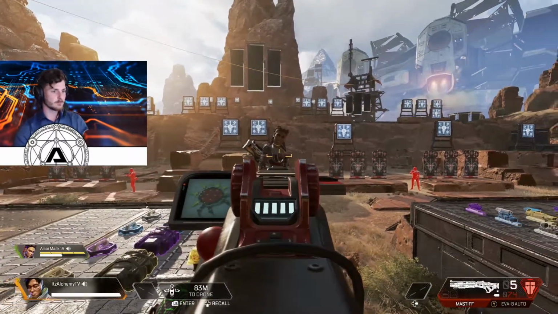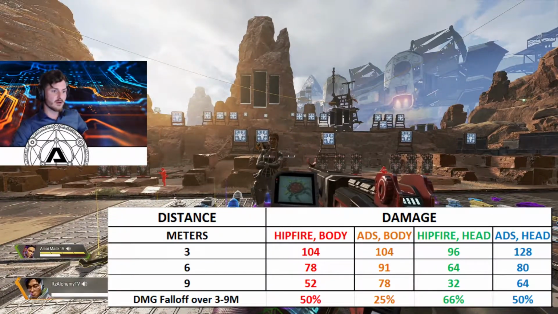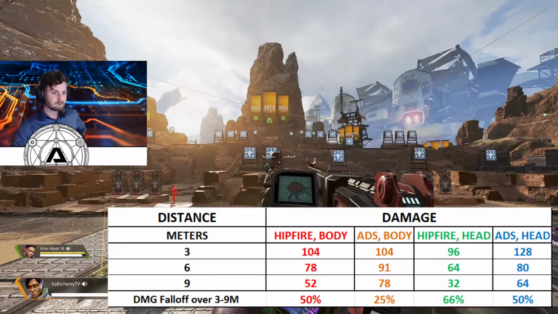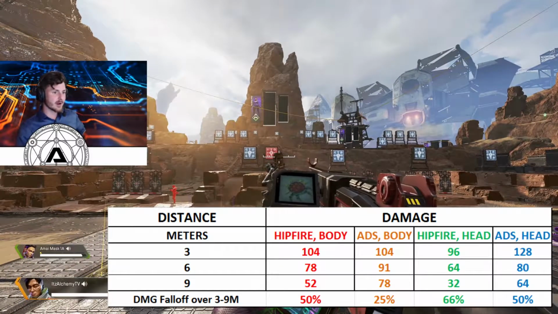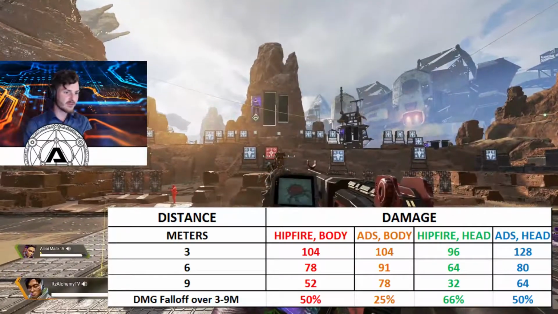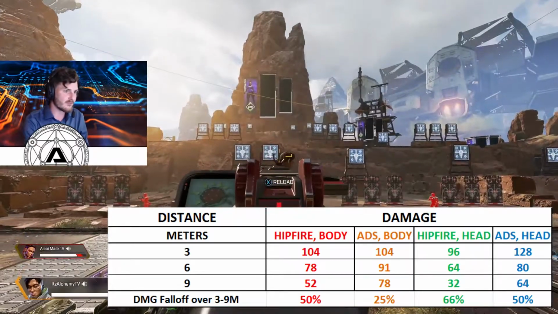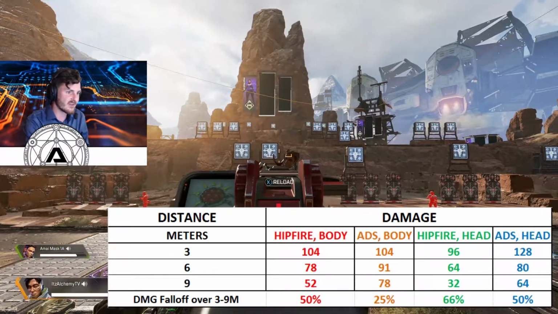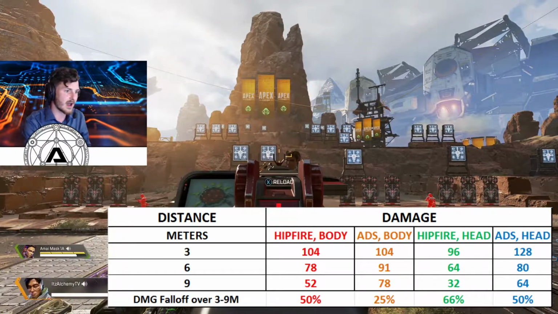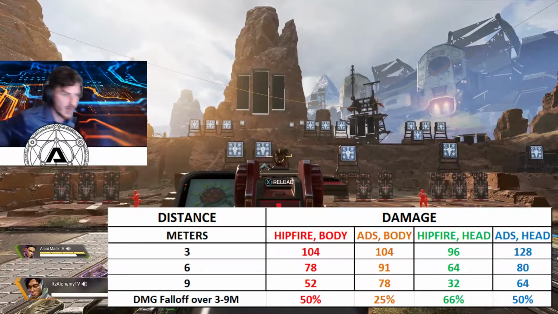Let's talk damage. That's what y'all want. Alright, so at 3 meters, hip fire in the body is 104, and so is ADS. At 6 meters, hip fire in the body is 78, and ADS is 91, and at 9 we have 52 and 78. And then moving down to damage fall off for hip fire and ADS on body, you have 50% and 25%.